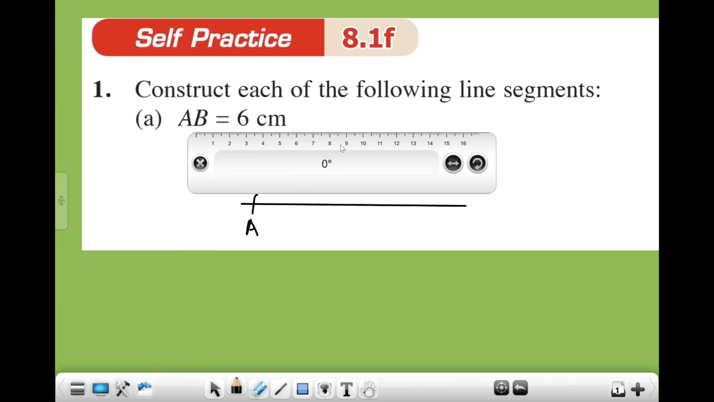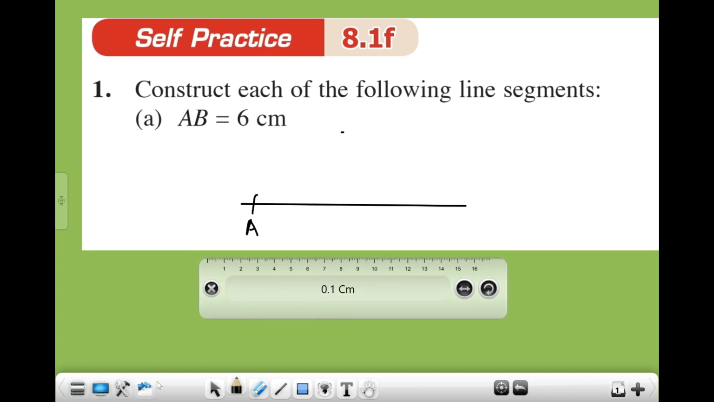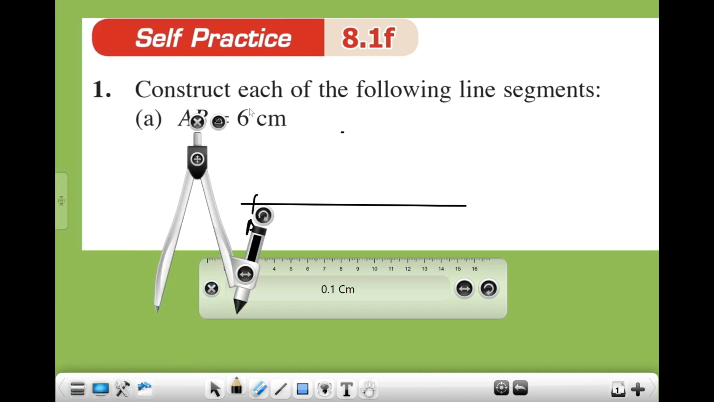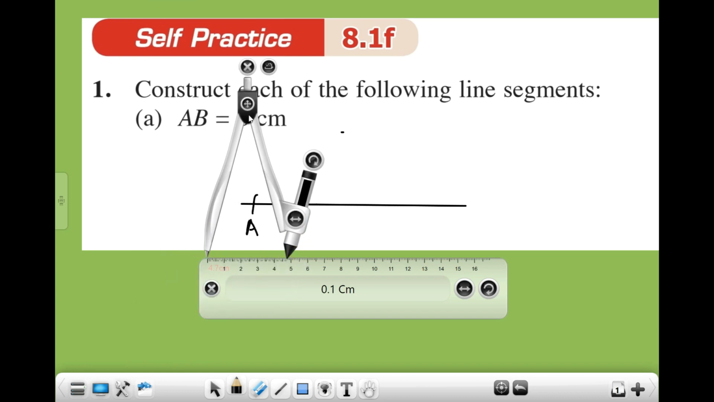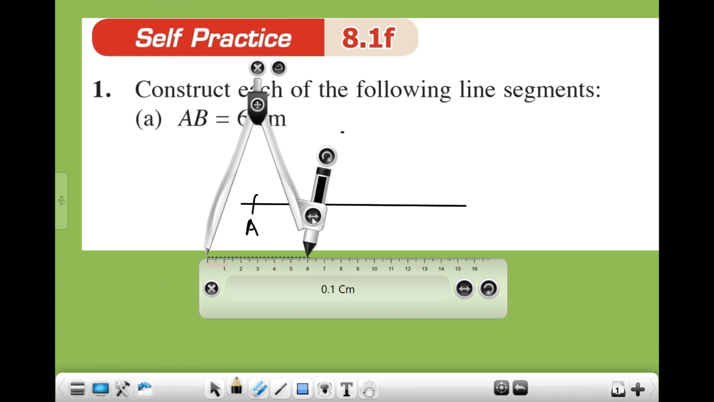From the ruler over here, you are going to measure using your compasses, because we need to make a 6 centimeter line. So move the sharp point of your compasses to 0. Can you see that? I'm going to drag it to 6. Get the measurement of 6 like this. Can you see that, class? Yes, very good.